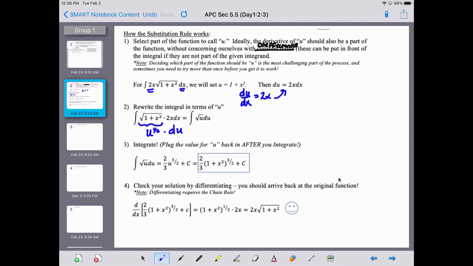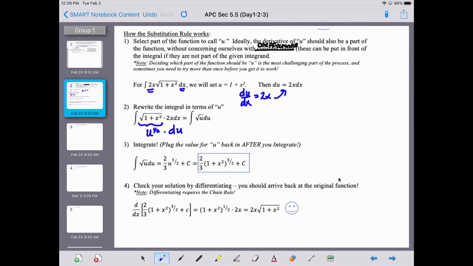So when we integrate u to the 1/2 power, remember, we are adding 1 to the exponent, so 1/2 plus 1 would be 3/2, but then we have to multiply in front by the reciprocal of our exponent to undo it. So it would be 2/3 u to the 3/2. And then, of course, we have to add our constant term plus c, right? Because we don't have any limits of integration here.